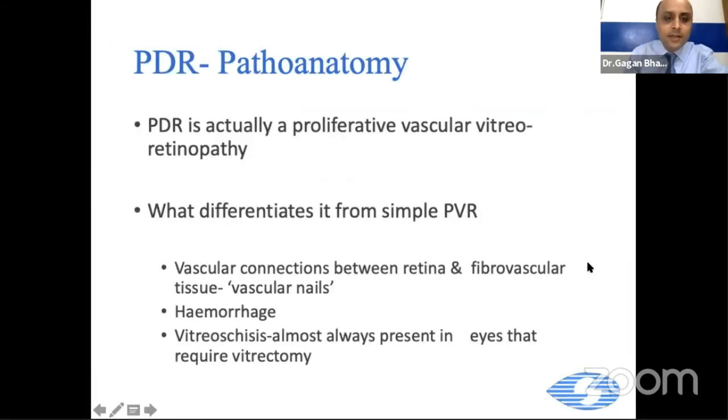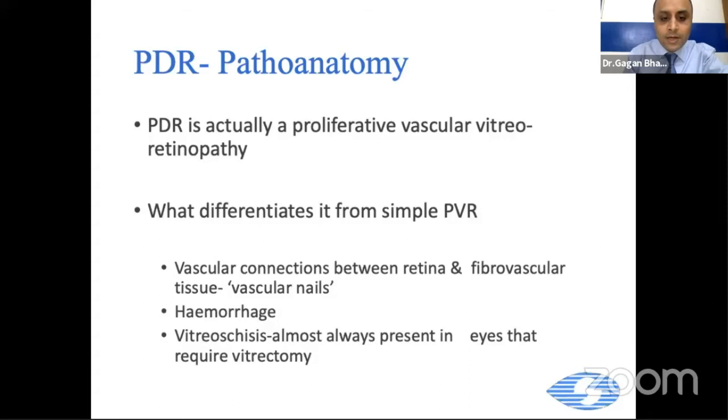As far as PDR goes, I think PDR is actually a proliferative vascular vitreoretinopathy. What differentiates it from simple PVR is the vascular connections, or the vascular nails, which are basically connections between the retina and the fibrovascular tissue. Along with that is the hemorrhage, which could be either vitreous hemorrhage or even intraretinal, and even hemorrhage between the vitreous and the retina.